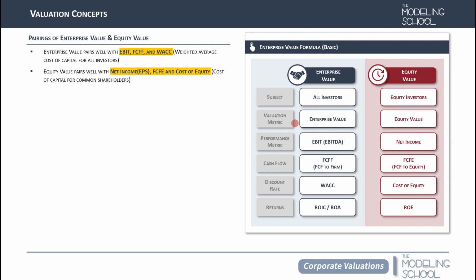Additionally, as we progress in our modeling work, enterprise value and equity value are going to appear very frequently. So let's make sure to organize these concepts clearly. And now let's dive into the main topic, valuation.